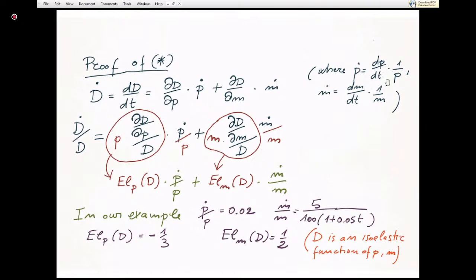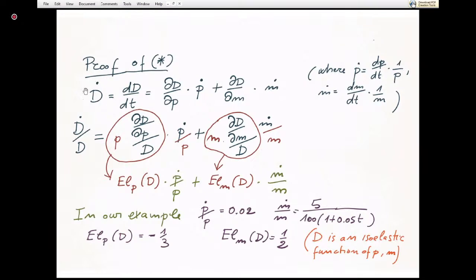No, don't look at this. What is written here in this bracket? P dot is just the derivative of price with respect to time. M dot is the derivative of income with respect to time. Sorry, there is a mistake here. P dot is the time derivative of the price. M dot is the time derivative of the income, not over P, not over M.